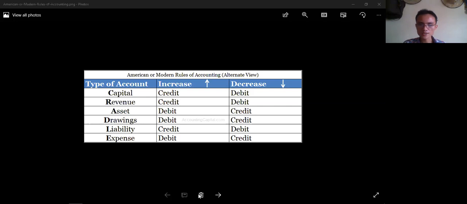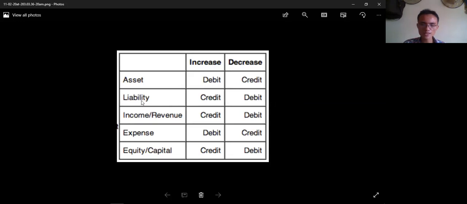Okay, so again, we are done with assets. We are also done with liabilities. And we're also done with equity, or capital. So let's have another illustration. This one. This is much better. So assets, liabilities, and equity. Equity, though, is on the last part.